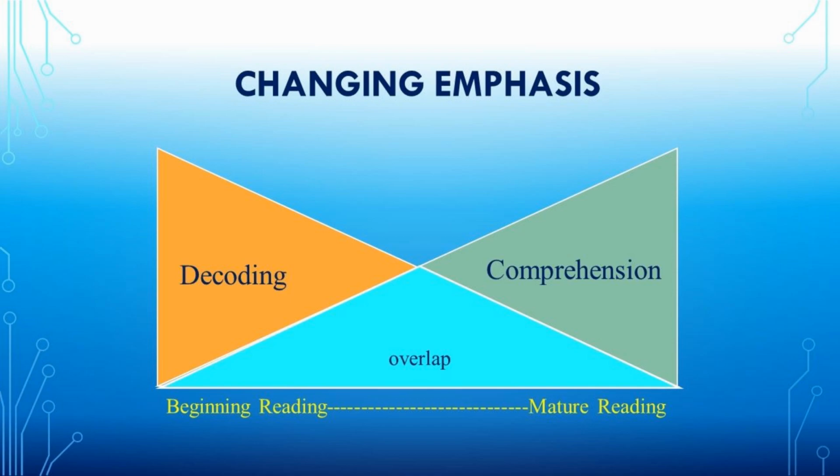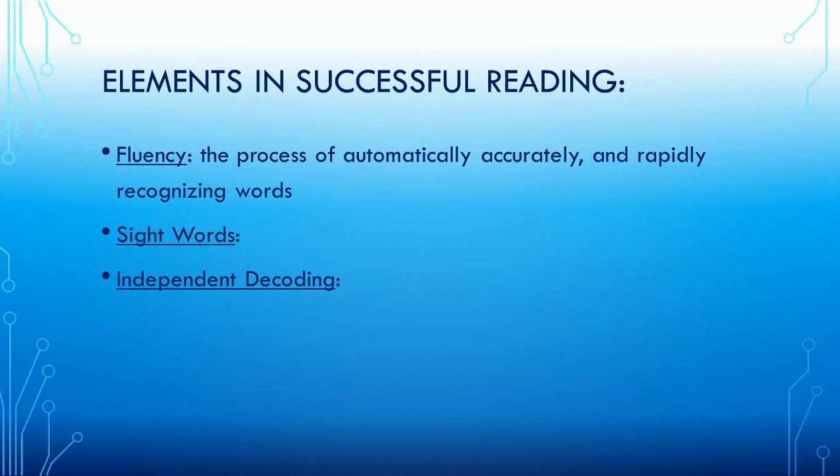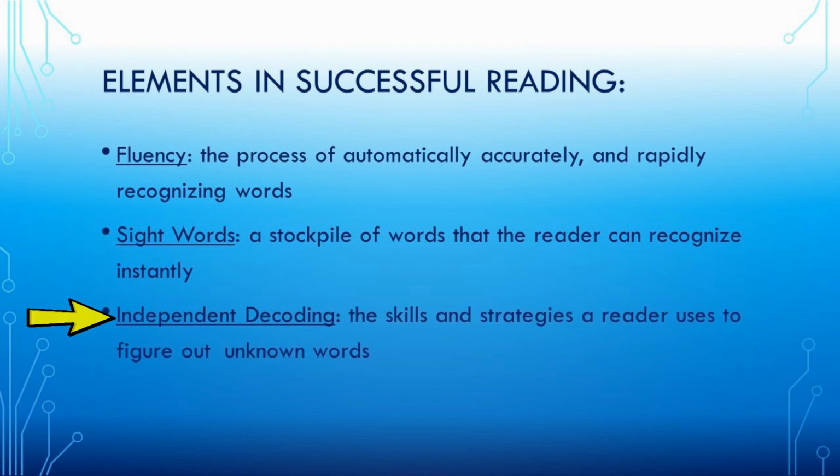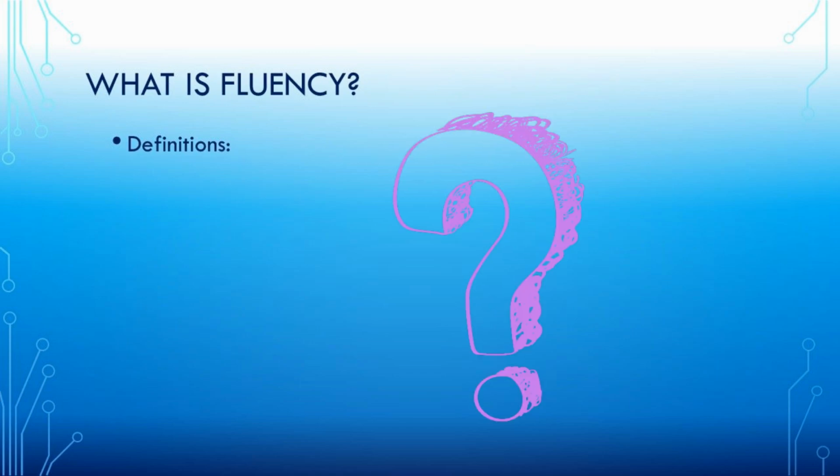Students need to become fluent, as well as accurate readers. The elements involved in successful reading are fluency, sight words, and independent decoding. Fluency, the topic of this video lesson, is basically the process of automatically, accurately, and rapidly recognizing the words. Sight words are a stockpile of words that the reader can recognize instantly. Independent decoding is the skills and strategies a reader uses to figure out unknown words. But what is fluency?